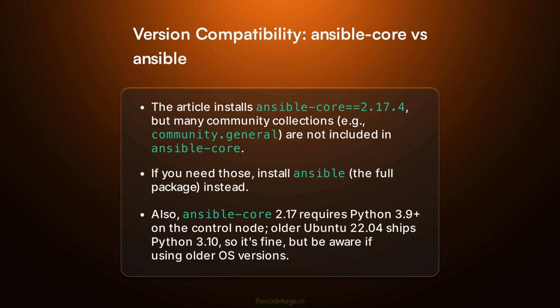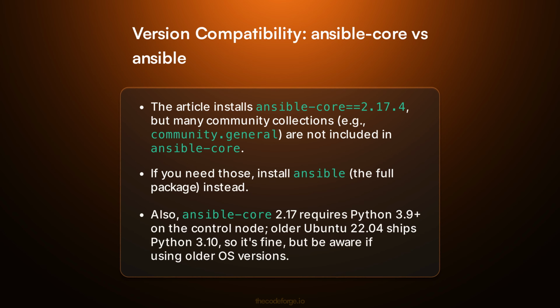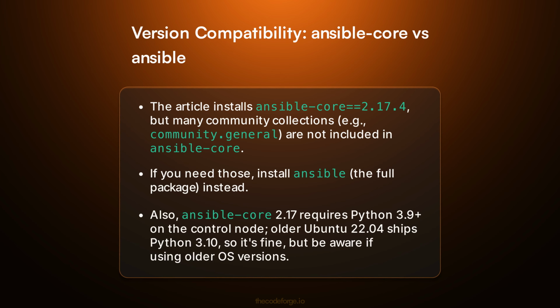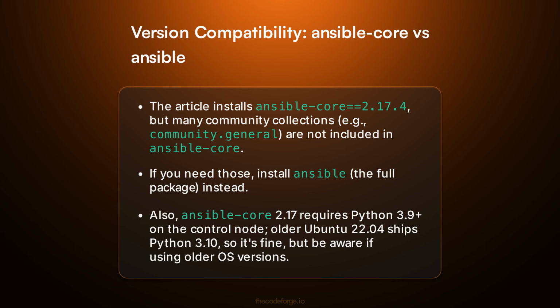The article installs ansible-core==2.17.4, but many community collections, e.g., community.general, are not included in ansible-core. If you need those, install the full ansible package instead. Also, ansible-core 2.17 requires Python 3.9+ on the control node. Ubuntu 22.04 ships Python 3.10, so it's fine, but be aware if using older OS versions.